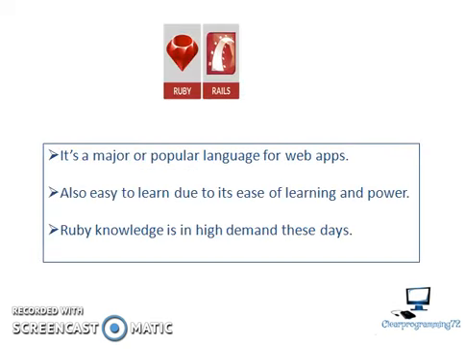Now let's learn about Ruby, or Ruby on Rails these days. Ruby is also one of the most popular programming languages, especially for web apps. If you want to be a web developer, Ruby is also a good option for you. It is a job-oriented programming language. If you learn Ruby, you can get a good job as well, and it's in high demand these days. It's also very easy due to its ease of learning and power. Ruby knowledge is in high demand these days, as I have mentioned, and it's a very easy programming language to learn.